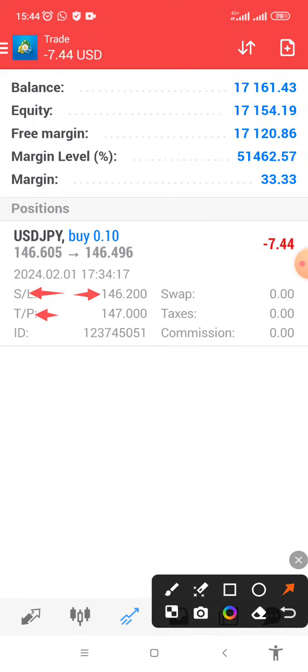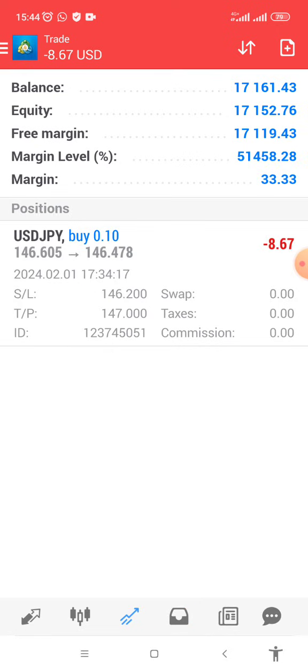The TP is also set. The TP price is 147.000. So you see it. This one is there. That one is also there. So your stop loss and TP is also set. Stop loss is here. Take profit is here. So you are done. It means indeed your trade setup is fully complete. So this is how you can easily set up a trade.